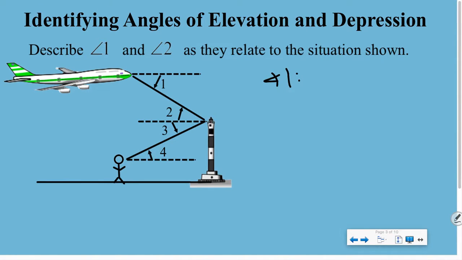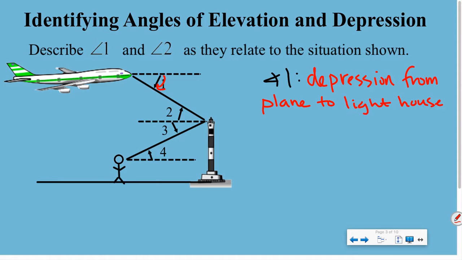So first, decide if angle 1 is an angle of elevation or an angle of depression. Depression. Why would you say depression? Because it's below a horizontal line. Good. Angle 1 is below the horizontal line it is being formed by, so it's an angle of depression. From what to what? Where does angle 1 start? The plane, and it goes to the lighthouse. So angle 1 is an angle of depression from the plane to the lighthouse.